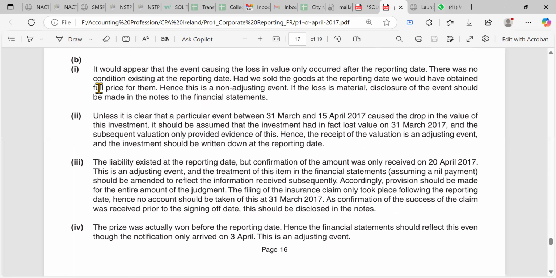You come for the first one and you'd see it, right? So as usual, you should note that when an event is non-adjusting, you look: if it is material, you have to make a proper disclosure in the notes, right? That is good.